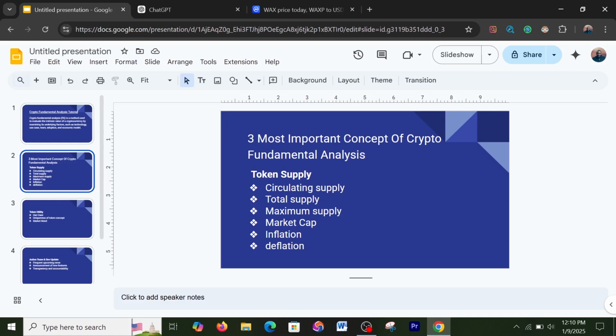Token deflation is just the opposite of inflation. It means the maximum supply will continue to decrease over time, most likely due to token burn. So you just continue to see that it will keep decreasing, and that's why you should go for a token that has deflationary tokenomics. It means that the maximum supply would continue to reduce over time.